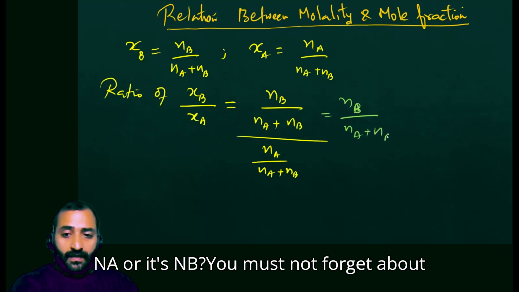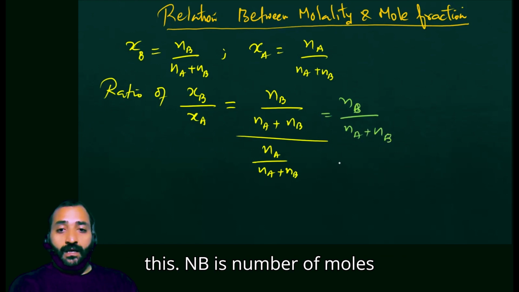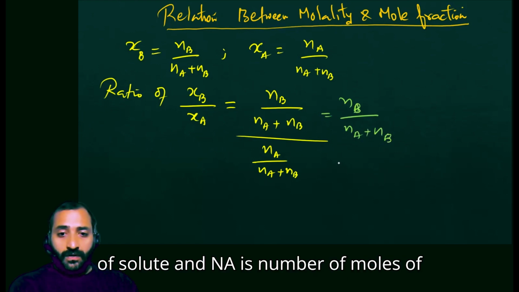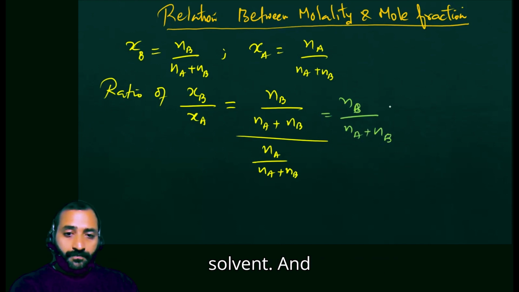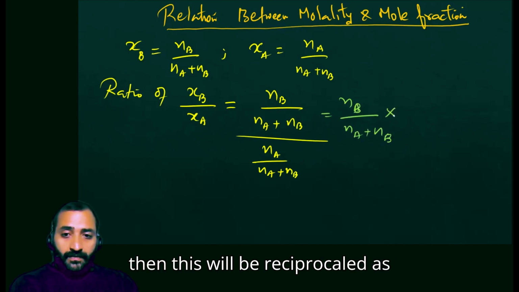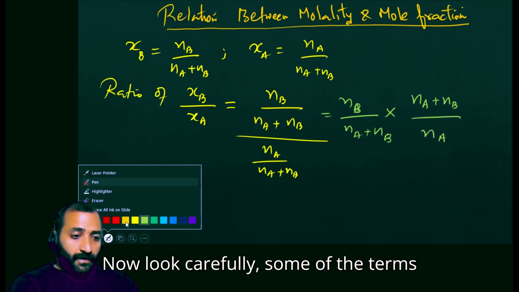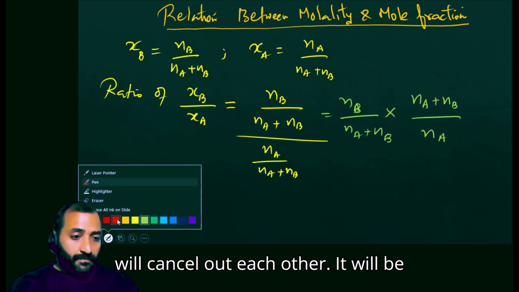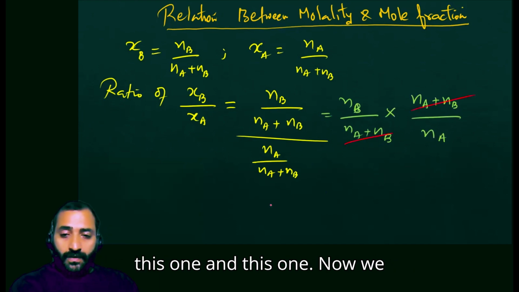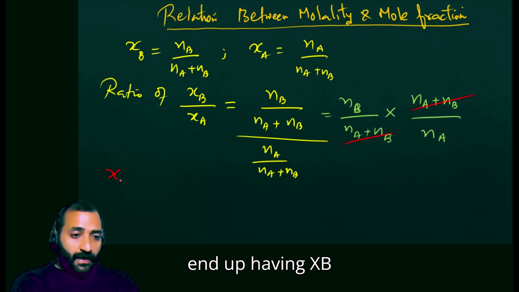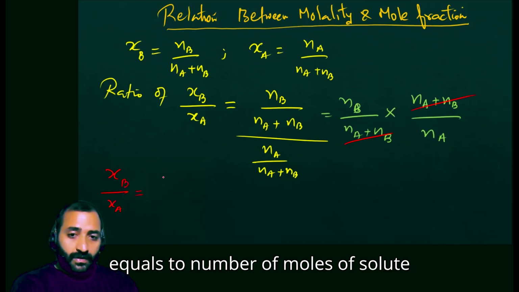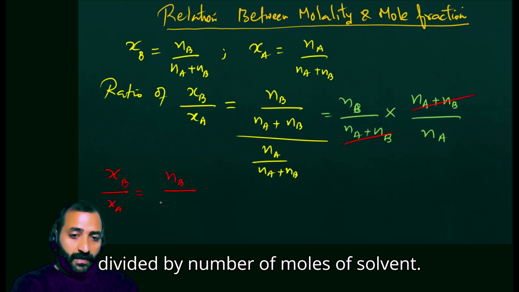Now what is na, what's nb? You must not forget about this. Nb is number of moles of solute, and Na is number of moles of solvent. And then this will be reciprocal as Na plus Nb divided by Na. Now look carefully, some of the terms will cancel out each other. It will be this one and this one. Now we end up having Xb by Xa, the ratio, equals number of moles of solute divided by number of moles of solvent.